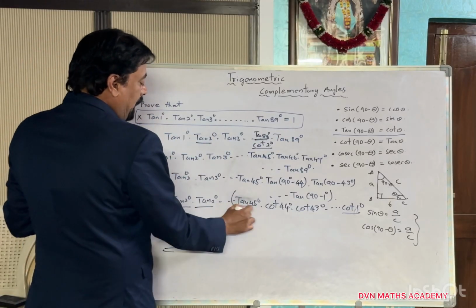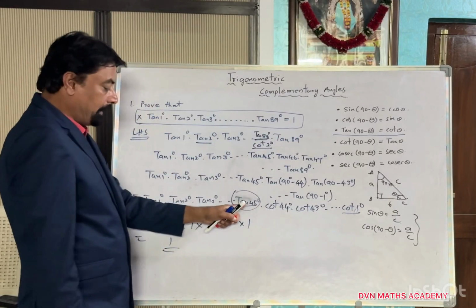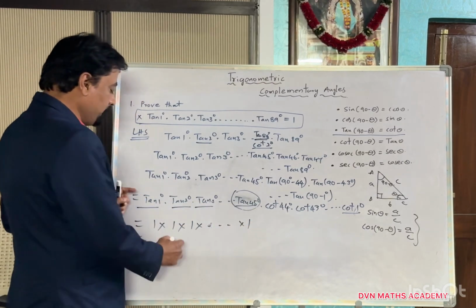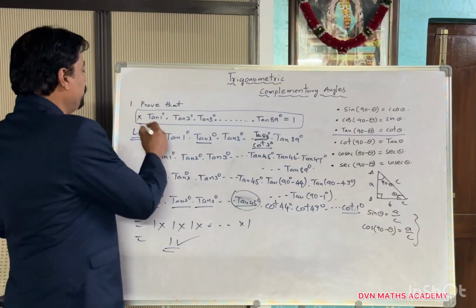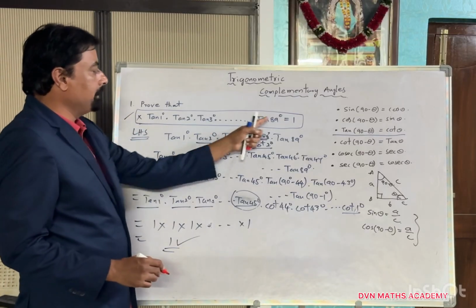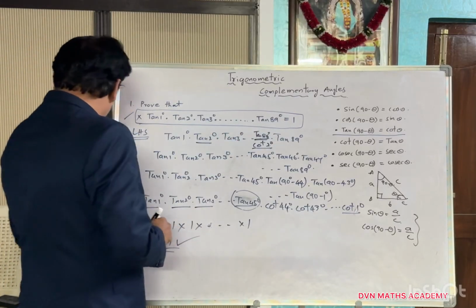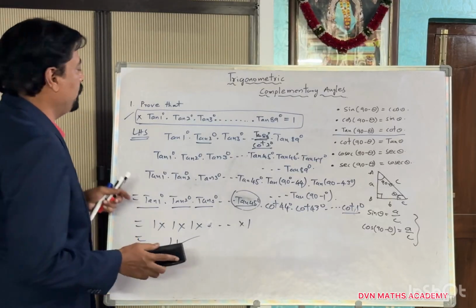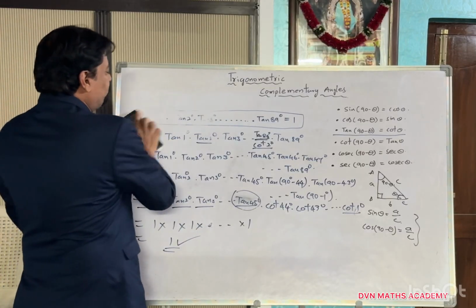And in between, tan 45 is there. The value of tan 45 degrees is 1. So if you multiply all the ones, you will get the value 1. So you can prove the product of this is equal to 1. This is also one of the important pattern questions. Many times it is asked in your annual exams.